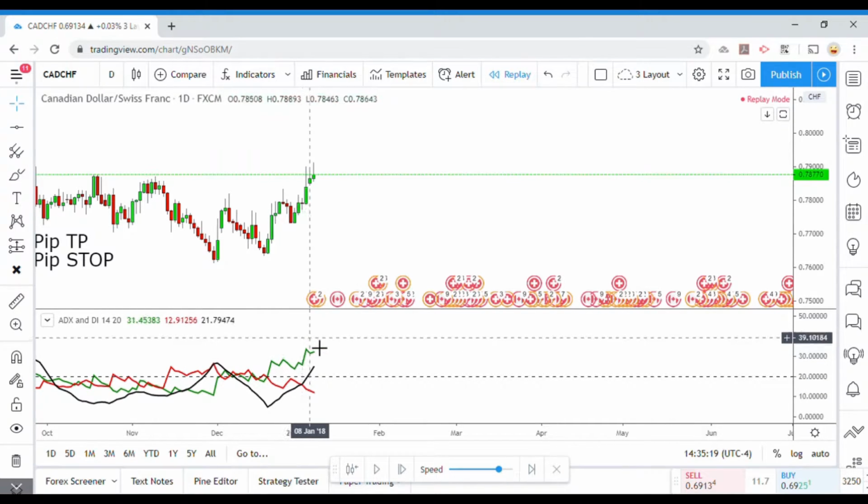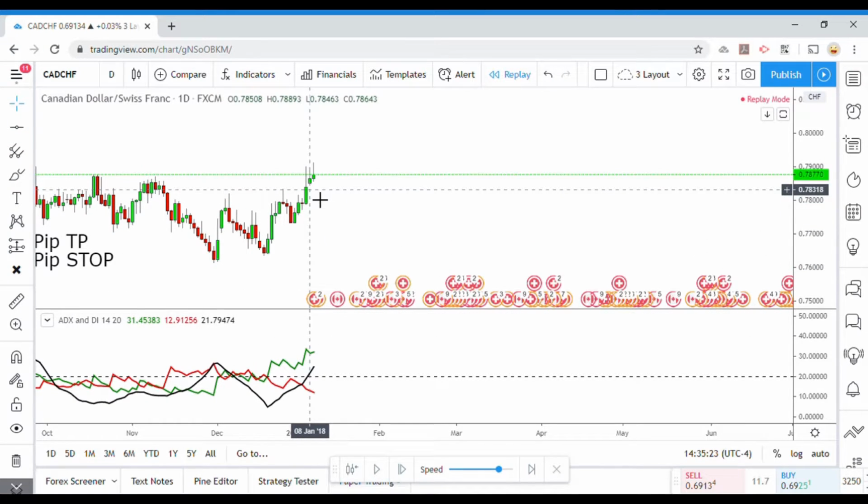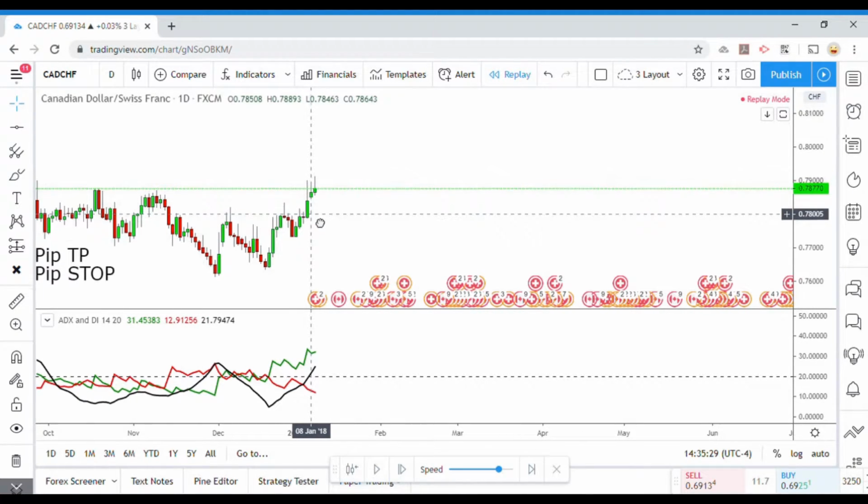There we go. So we got the cross here. We have a green line above there. We should go long here. Technically speaking, we would go long on the next candle. We should always wait for the close of the signal candle.